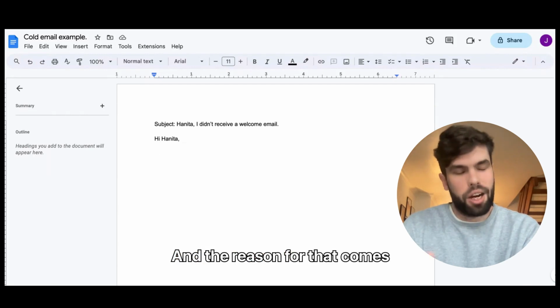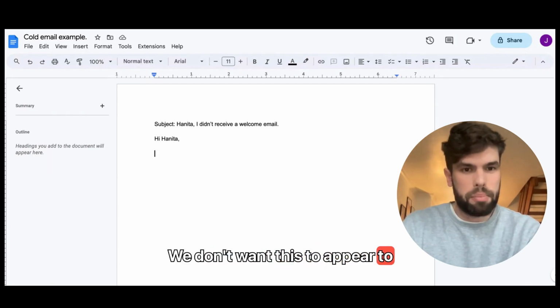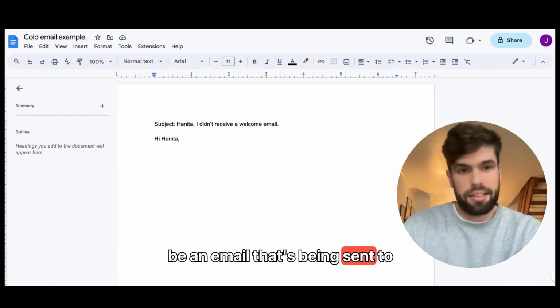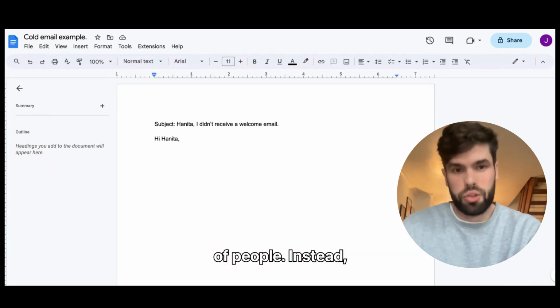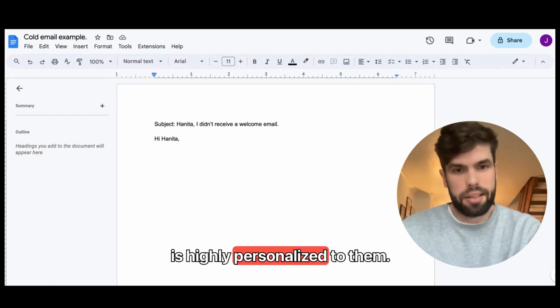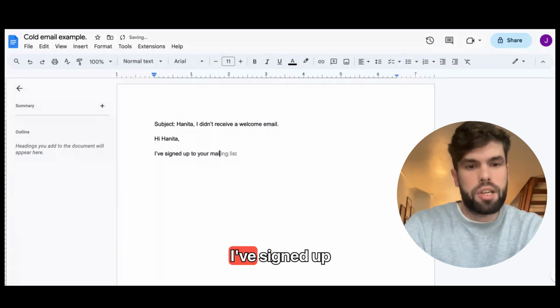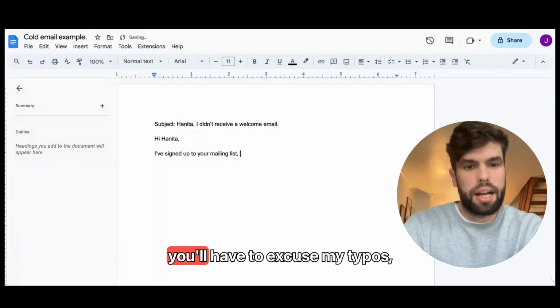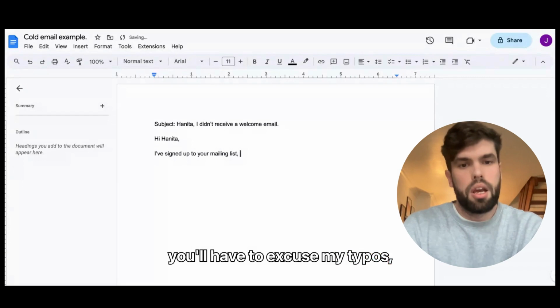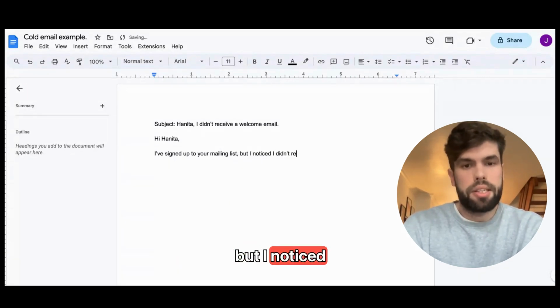And the reason for that comes back to that fundamental point I made at the start. We don't want this to appear to be an email that's being sent to tens or potentially hundreds of people. Instead, we want it to read as though it is highly personalized to them. So instead, I would start with something like this. I've signed up, you'll have to excuse my typos. I've signed up to your mailing list, but I noticed I didn't receive a welcome email.